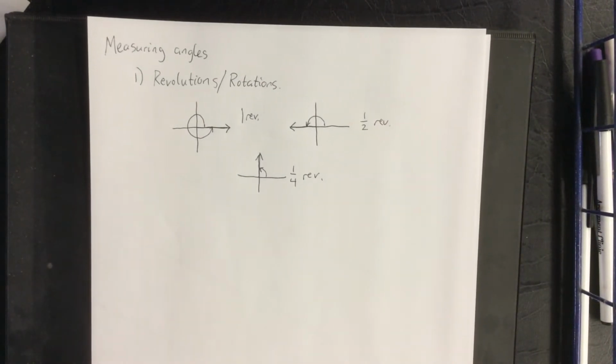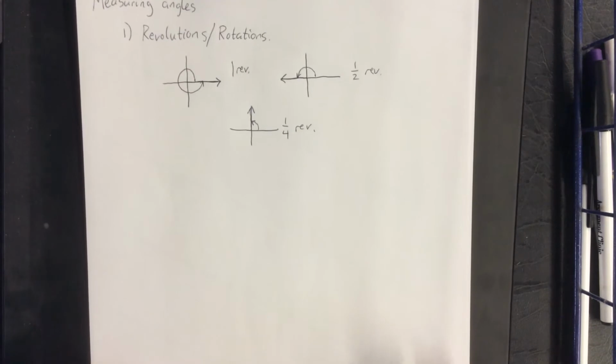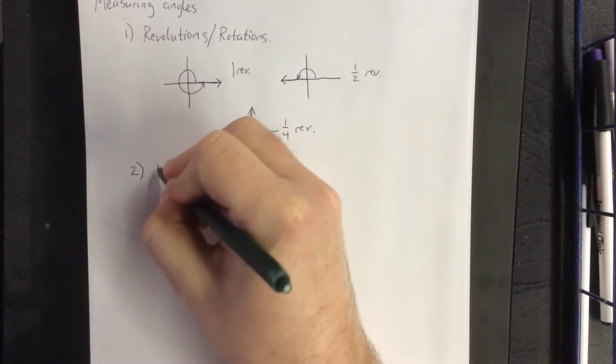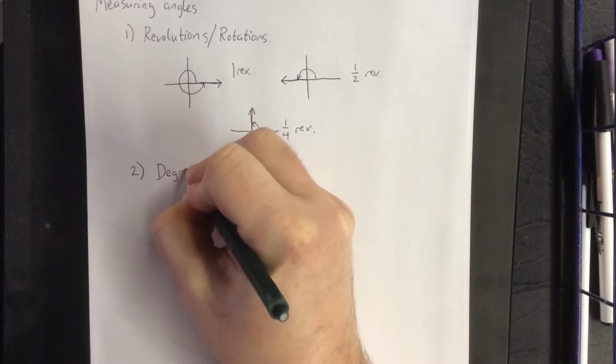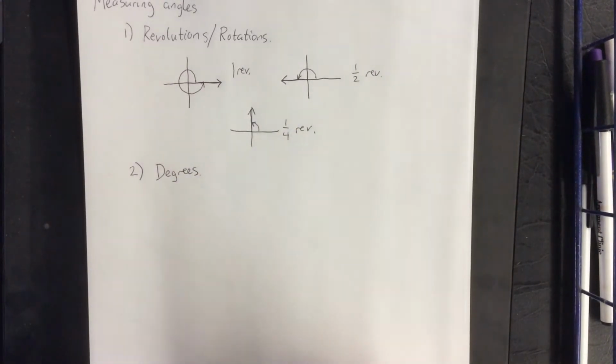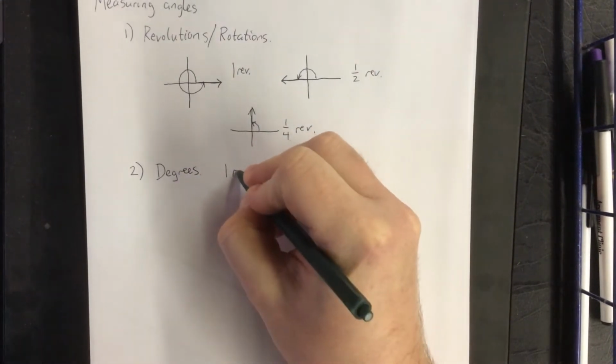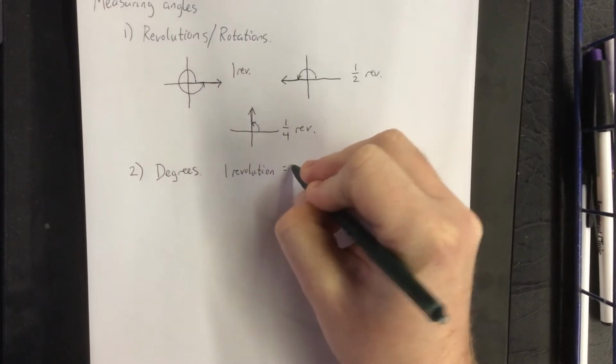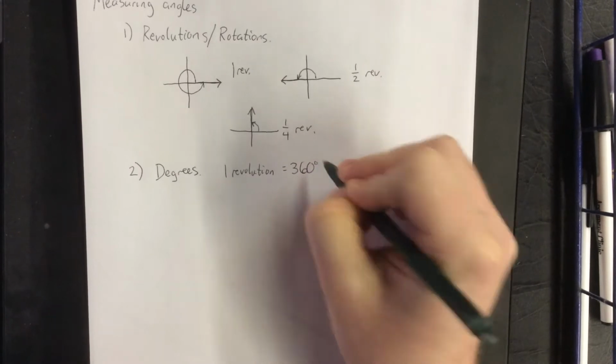However, somebody decided that dealing with fractions as far as revolutions were concerned was probably not going to be the best way to do things, so they said, let's take one full revolution and let's cut it up into a bunch of smaller portions. Those smaller portions are going to be referred to as degrees. So one revolution is going to be 360 degrees.